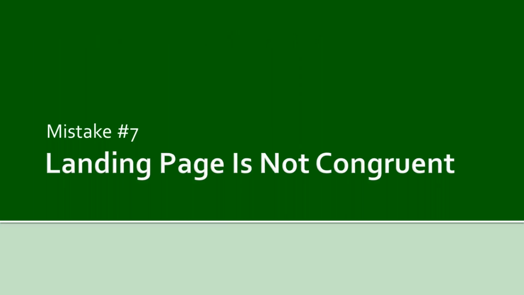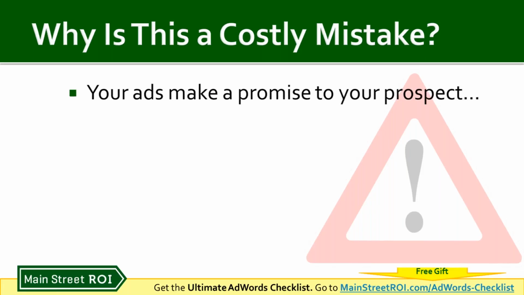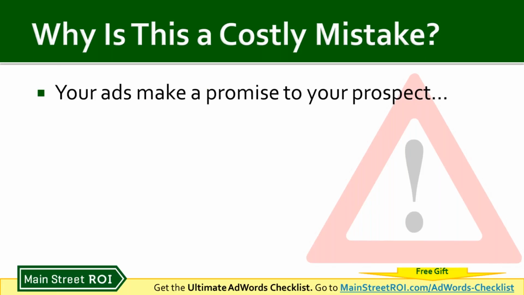All right, mistake number 7 is not having a congruent landing page. Ultimately, with advertising, your ads are going to make a promise to your prospect. They're going to search for something, see your ad, and get excited about it. Your ad probably makes a compelling offer, some kind of promise.